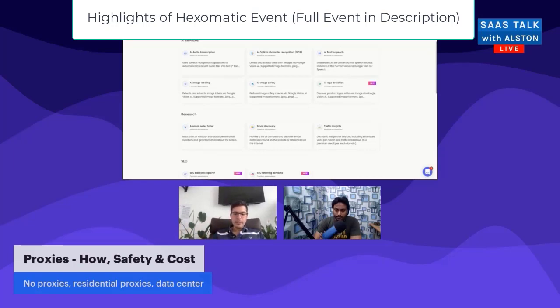In terms of precautions, there's nothing a user needs to do really in Hexomatic, because we stagger the requests, and also they are spread through a very wide, varied range of IP addresses.